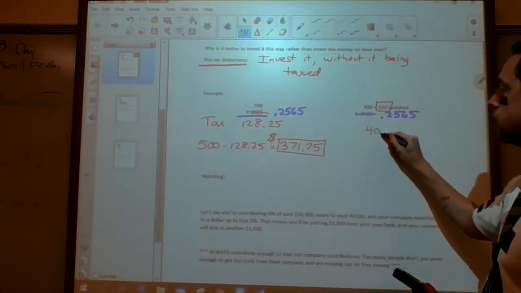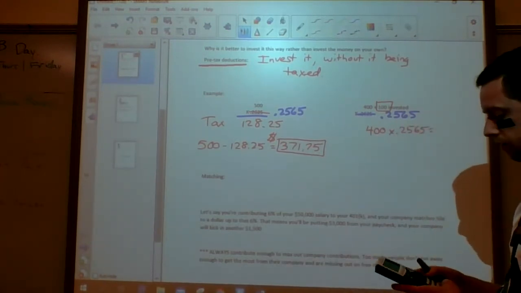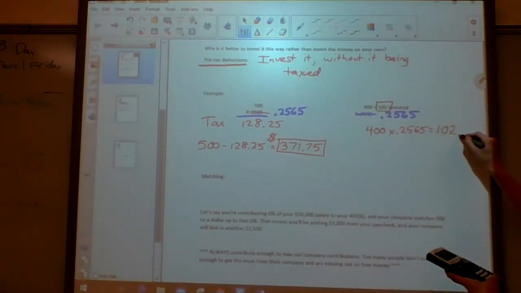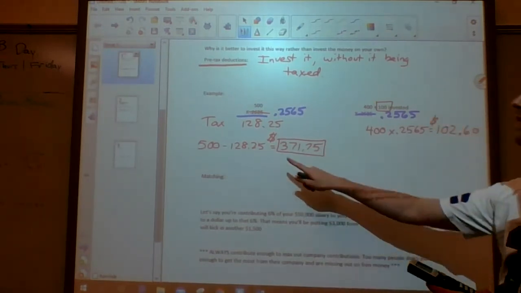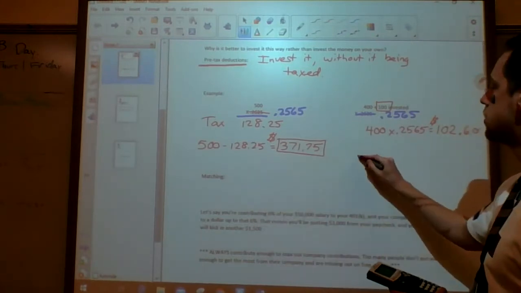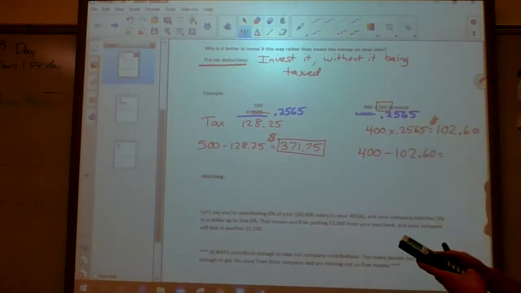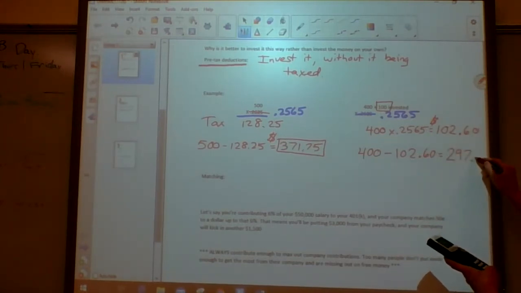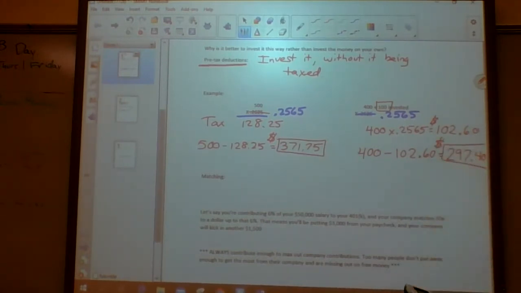So if I do 400 times 0.2565, right, my taxes that are coming out are going to be less. They're only going to take $102.60 out instead of the 128. Right? So if I do 400 minus the 102.60, so 400 minus 102.60, it's going to be $297.40 that I get to keep.